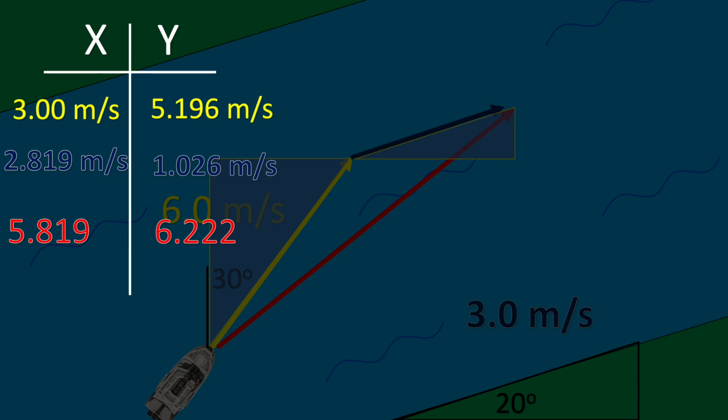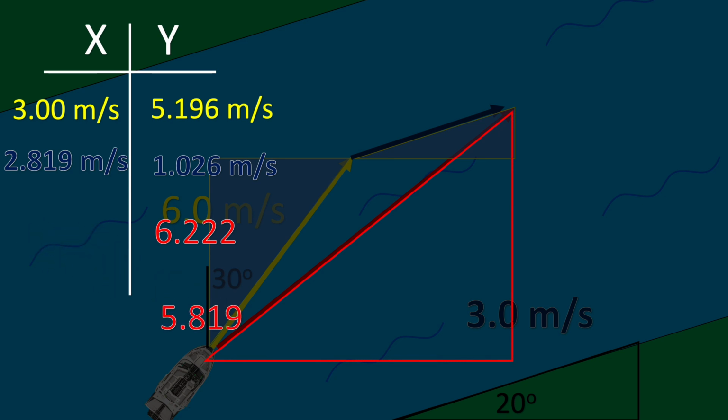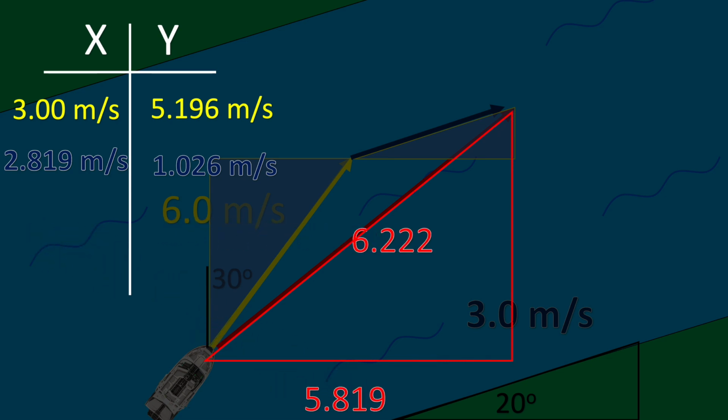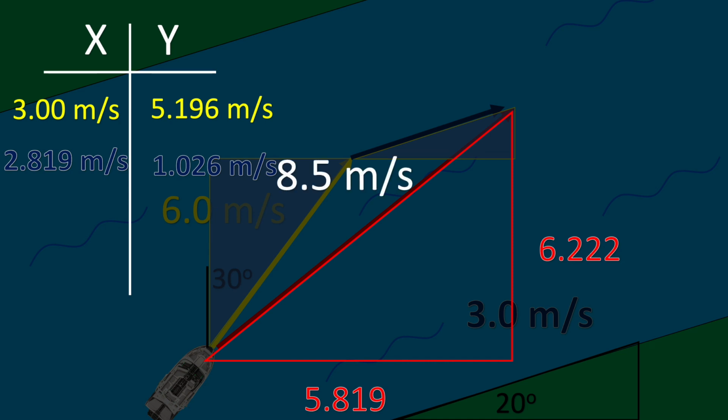Now I can show on a diagram where those numbers go. I make a triangle based off that red resulting vector. Then I use the Pythagorean theorem to find the value of the hypotenuse. 8.5 meters per second is how fast the boat is going along that line, and it's traveling at an angle of 47 degrees north of east.